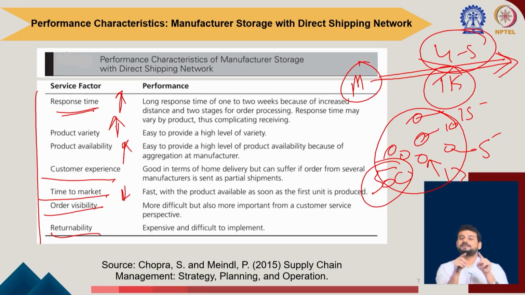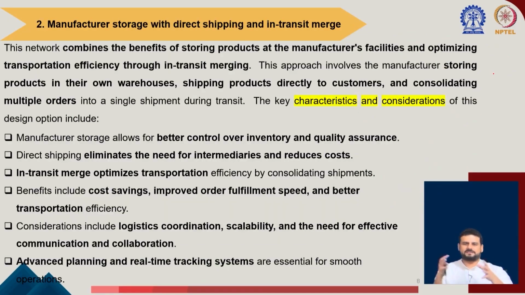So then there is certain deviation with that design distribution network. But here we are talking about the pure manufacturer storage with direct shipping network. But obviously, when any player picks the strategy, they can mix some positive points of some network with positive points of some other network.